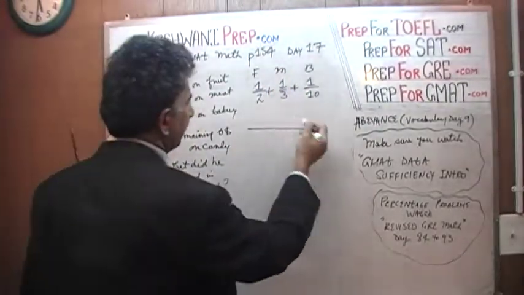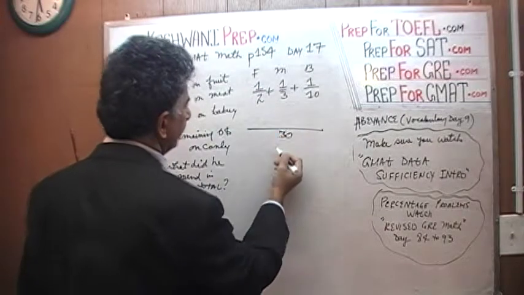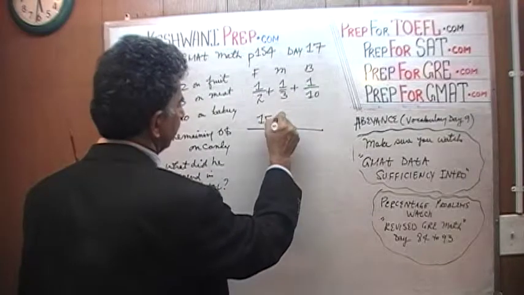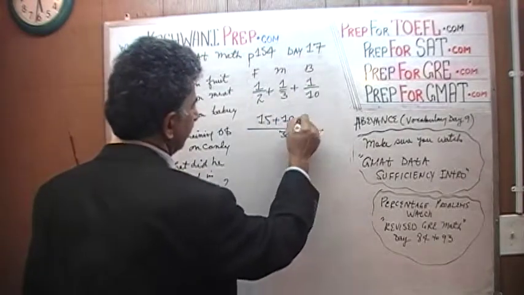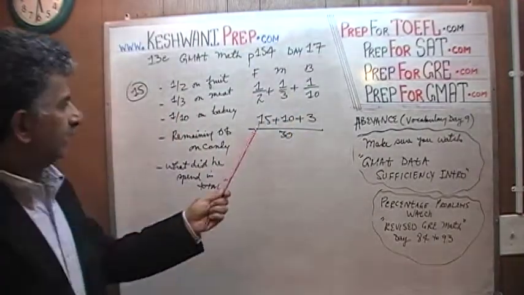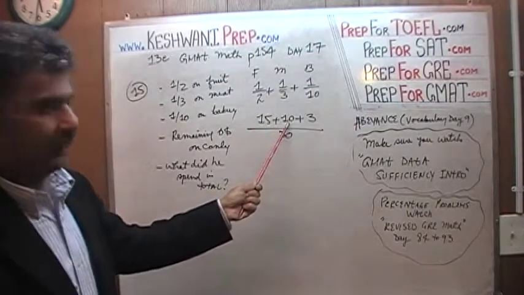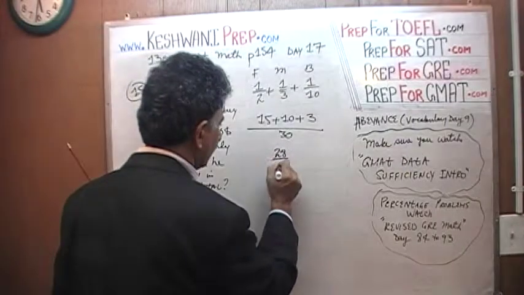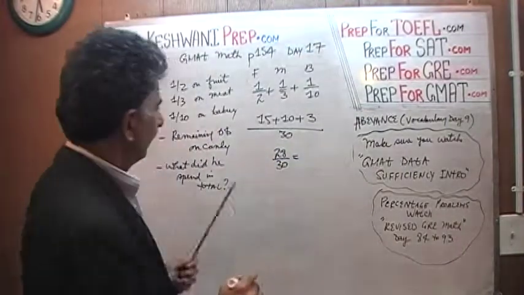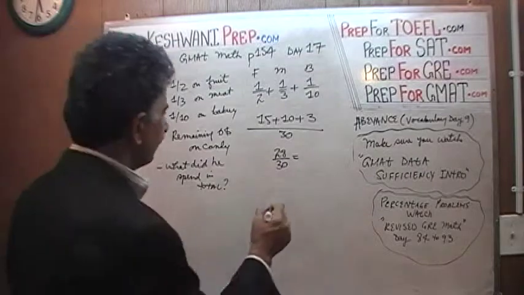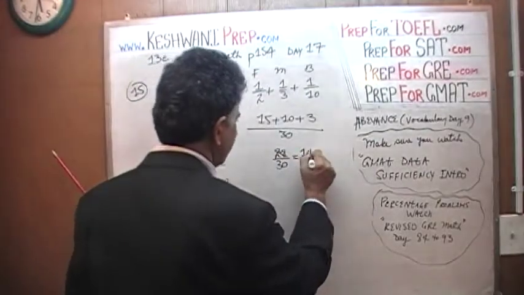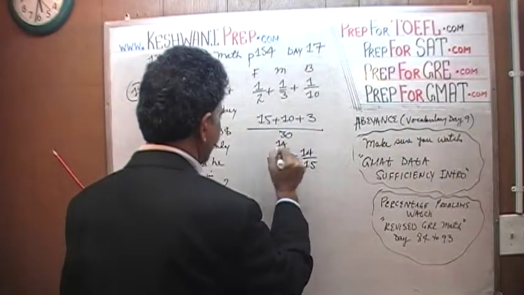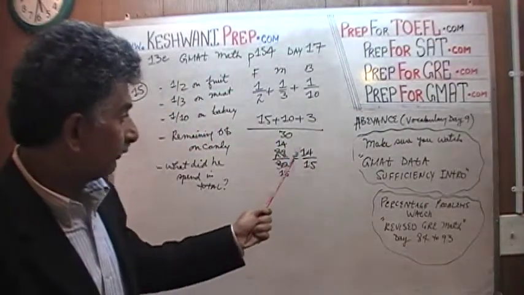Let's find the common denominator. Common denominator is going to be 30. 30 divided by 2 is 15. How many 3's in a 30? That's 10. How many 3's in a 10? That's 3. So we get 15 plus 10 is 25, 25 plus 3 is 28. So we get 28 over 30, which is same as, let's see what can we reduce here, 14 over 15. If you divide the top and the bottom by 2, we get 14 over 15.